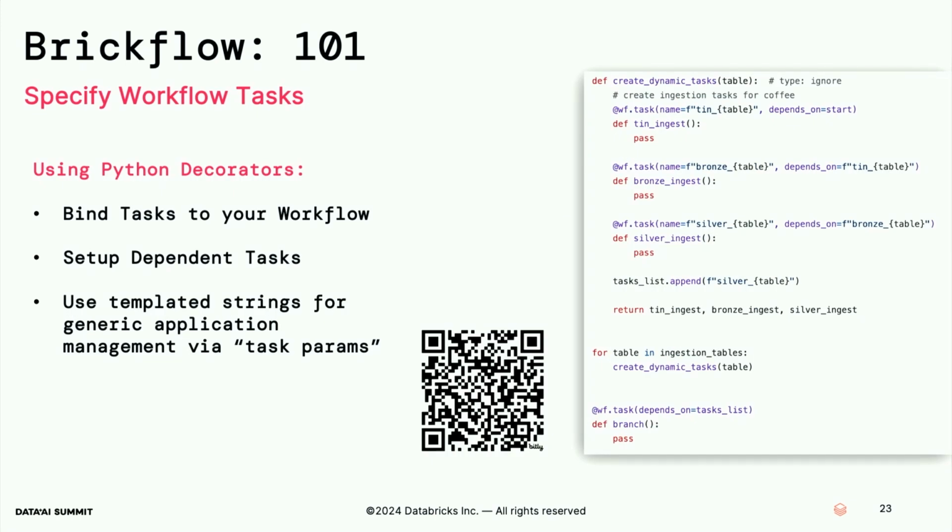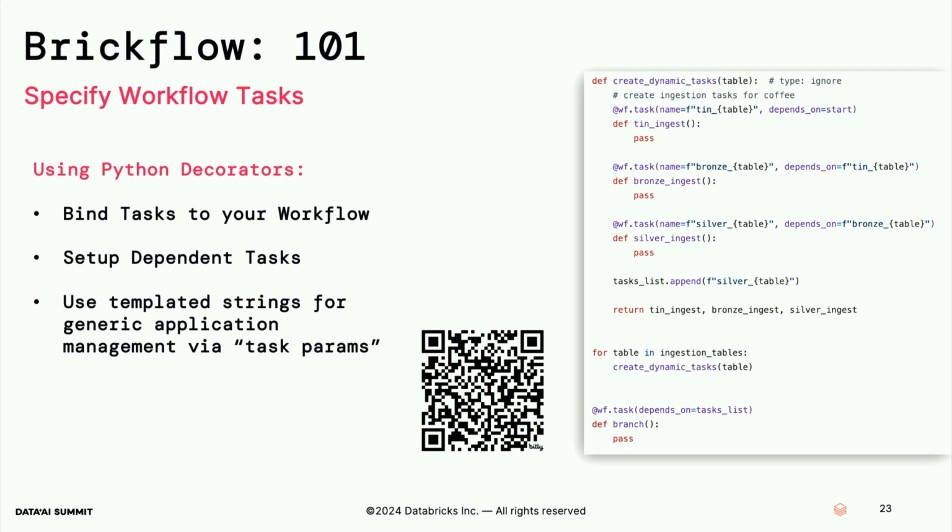This is an example of creating dynamic tasks using Brickflow. You can create a for loop and create multiple tasks. Say you have multiple kinds of tables coming through protobuf and you are sourcing from different sources. Then you can create different tables using the for loop and create tasks. And also you can have dependencies attached.